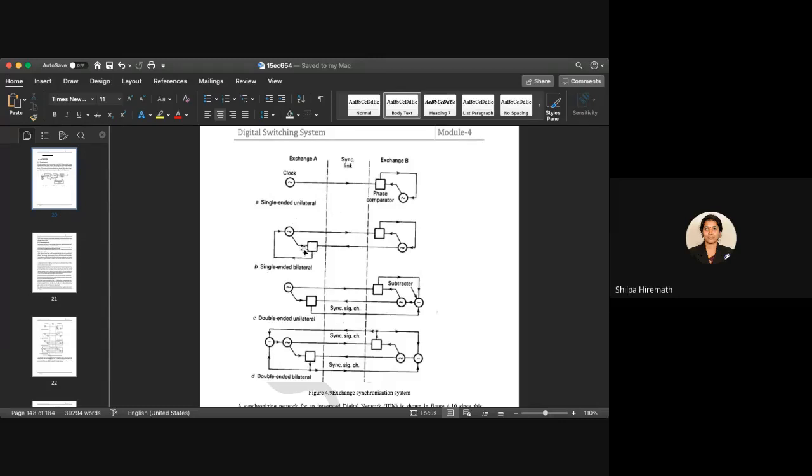What actually is happening here is whatever is the phase comparator in both the cases. In case one, that is single-ended unilateral, this is a phase comparator. In single-ended bilateral, each of the exchanges has a phase comparator. In either case, these phase comparators are unable to distinguish whether the phase change is because of a frequency drift, or is it because of the propagation time. Yes, so because of this we are going for a double-ended unilateral as well as bilateral.